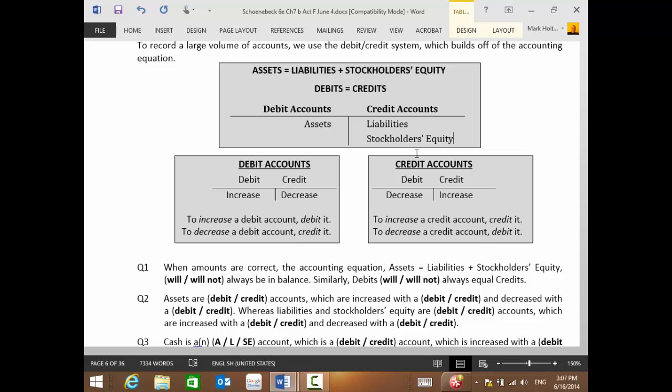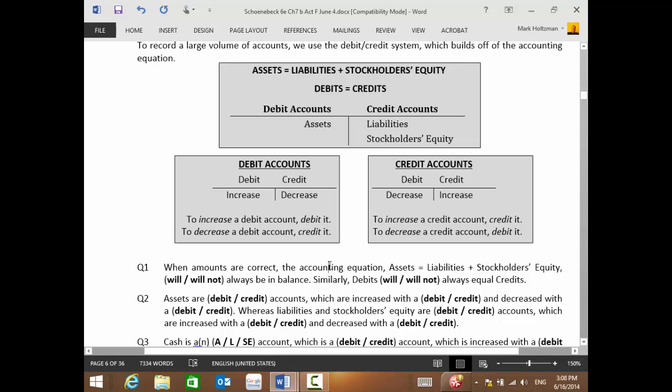So if you mix up your debits and your credits, then you will increase an account when you intend to decrease it, or decrease it when you intend to increase it. And that's a big problem. So know, first off, that assets are debit accounts, liabilities and stockholders' equity are credit accounts. And it's just axiomatic. That is just how it works. And they must be equal because assets must equal liabilities plus stockholders' equity.